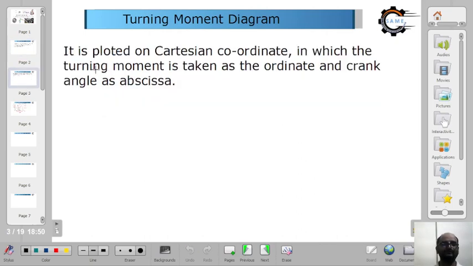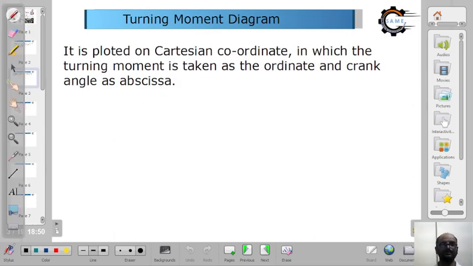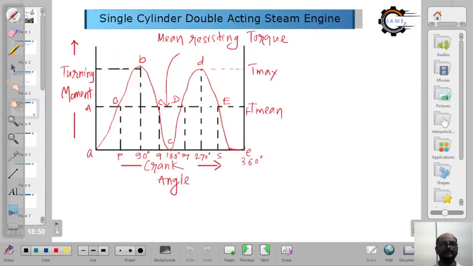It is plotted on Cartesian coordinates in which turning moment is taken on the ordinate and crank angle on the abscissa, right? The ordinate, and the abscissa is the x-axis. While plotting the turning moment diagram, on the ordinate we will take the turning moment, and here we will take theta. It means it is the crank angle. Okay. Now for a single cylinder double acting steam engine.